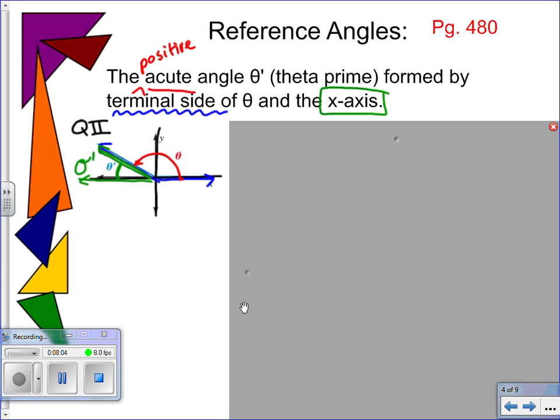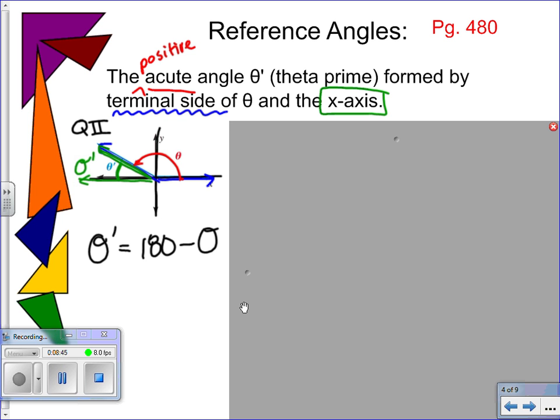So this is the rule we're going to write down. In quadrant 2, theta prime, the reference angle, is equal to 180 minus theta. If theta is 155, then our reference angle will be 25. If theta is 140, then our reference angle will be 40. But I think we're all in agreement that those two angles should add up to 180. So that's the rule we're going to use going forward if we're in the second quadrant.